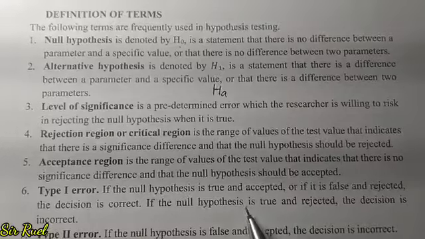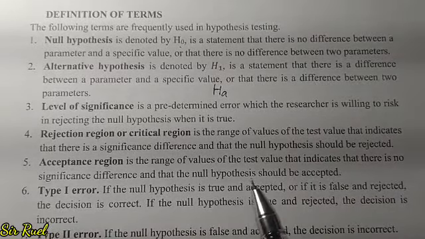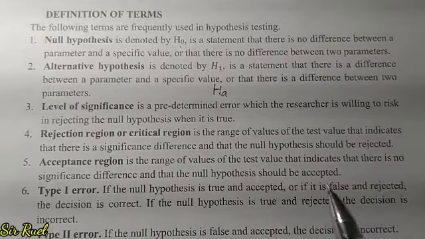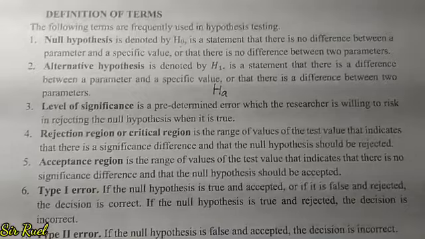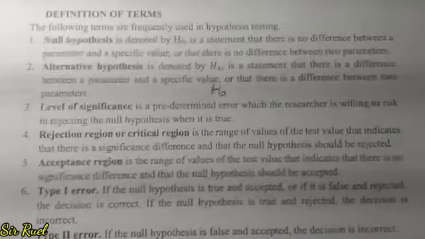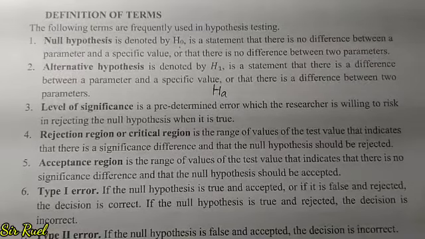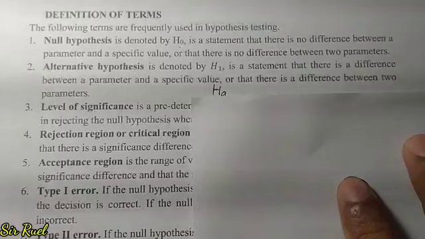Then acceptance region, it is the range of values of the test value that indicates that there is no significance difference and that the null hypothesis should be accepted. Okay, kaya tinawag siyang acceptance region. Kung maaalala natin, no, in our normal curve, ganito yung itsura niya, no? So meron tayo nito.